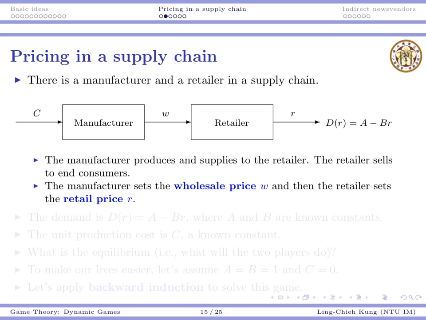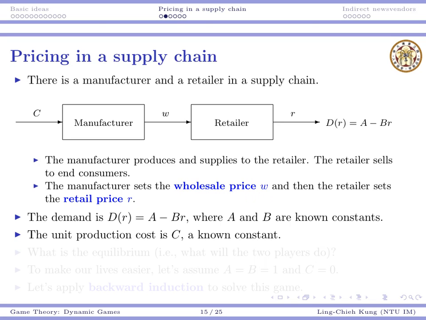Okay, wholesale price means the unit price selling to the retailer. Okay, the retailer buys at the wholesale price and then sells at the retail price R to consumers. So naturally, R should be greater than W because R minus W is the sales margin for the retailer.